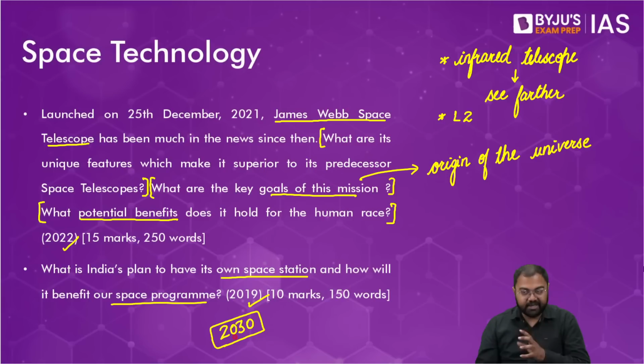That's why it was also, you can say, in a manner, a current affairs based question. Now when it comes to this kind of question, it is again talking about the benefit. So what is the plan? We discussed that this is the plan, that by 2030 we want to have our own space station, and right now we are working on some of the other key important missions like the Gaganyaan mission, and after the Gaganyaan mission it was announced that we'll start working on our own space station. Now what are the potential benefits that it will have for our space program?